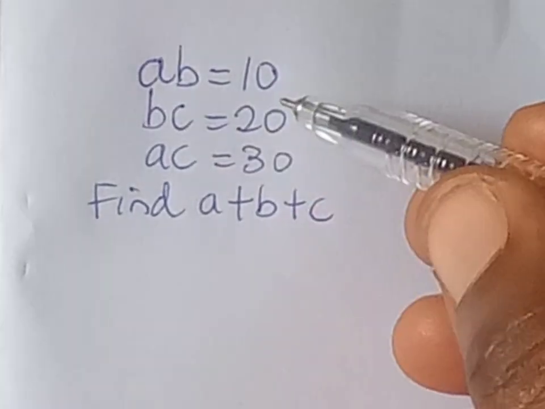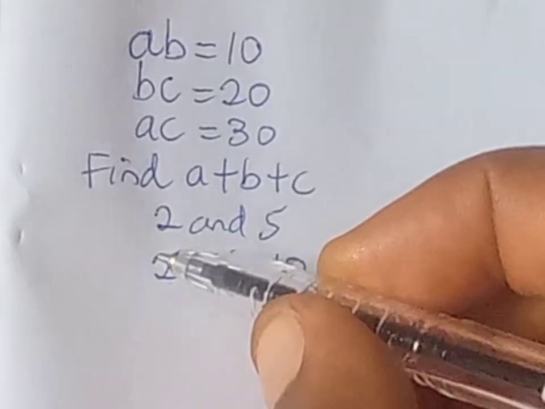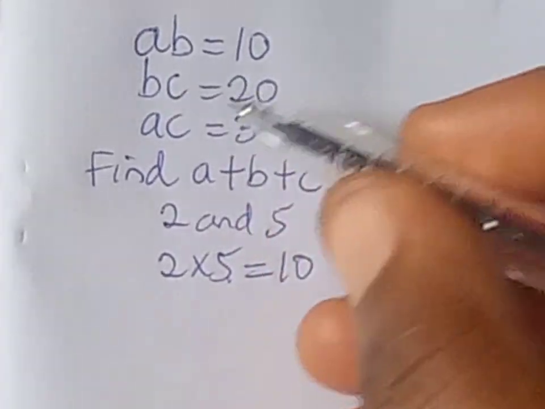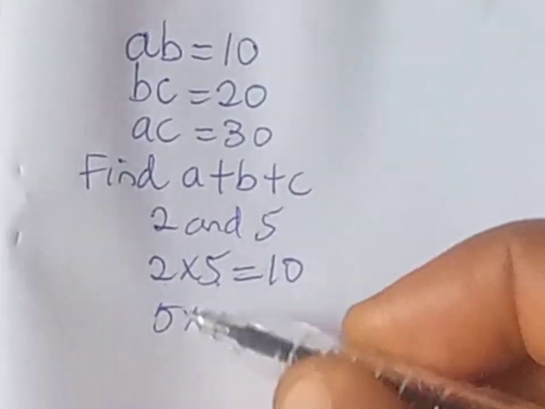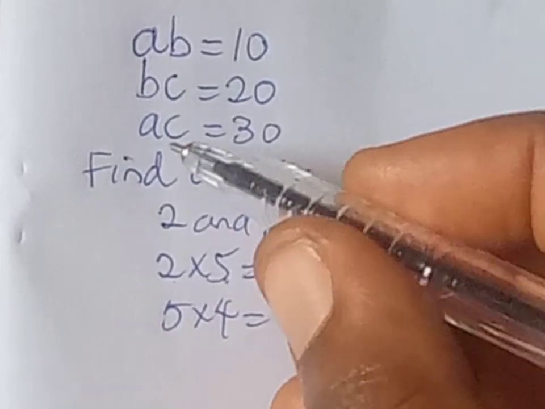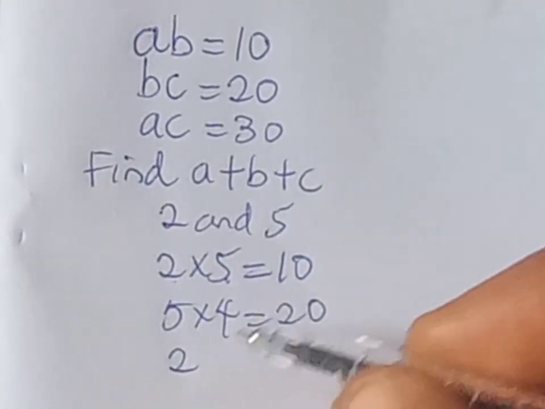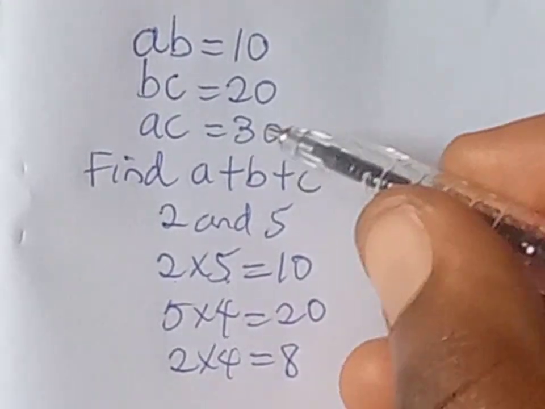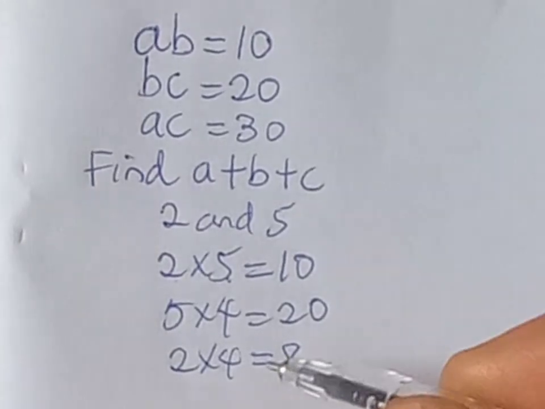For example, looking at this, AB equals 10. Some people start thinking that means A is 2 and B is 5. Then they move to the next line which says BC equals 20. Now if B is 5, then 5 times 4 gives them 20. Then the next line says AC equals 30. A is 2 and C is 4, so 2 times 4 gives them 8 and not 30. So getting to this point, many students get confused.